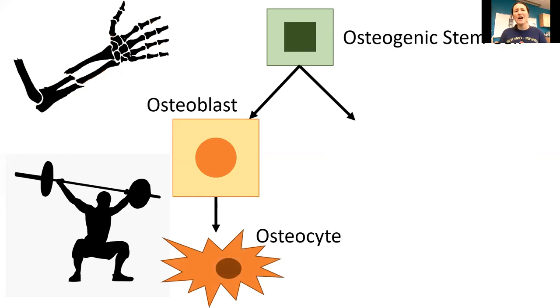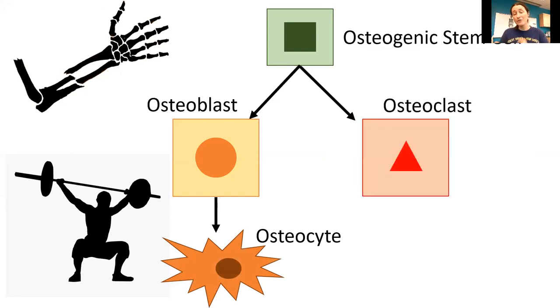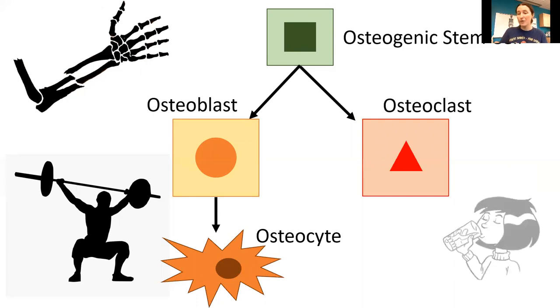On the other hand, these osteogenic stem cells can be triggered to differentiate into osteoclasts, the bone breaking down cells. And it may seem counterintuitive that we would ever want to break down our bone cells, but if, for example, you stop drinking milk, right? You're not taking calcium into your body anymore. And so you're going to need to break down your bones in order to sustain the calcium needs of your body.